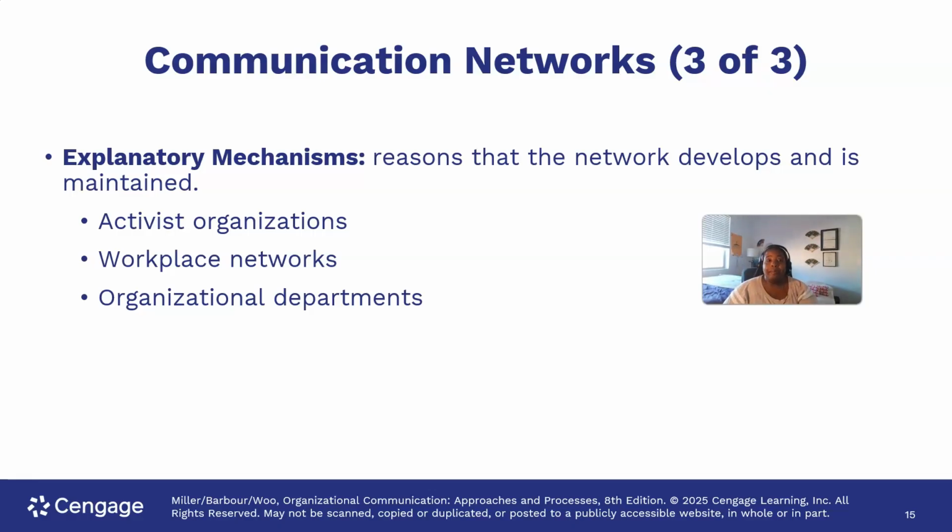So there are also the explanatory mechanisms for the reasons that networks develop and are maintained. The book describes how activist organizations can arise from a group. Think about union organizations, employee advocacy organizations, or charities that can arise from an organization, workplace networks, and organizational departments. These are ways that networks develop and are maintained. So these are the reasons why people talk to each other.